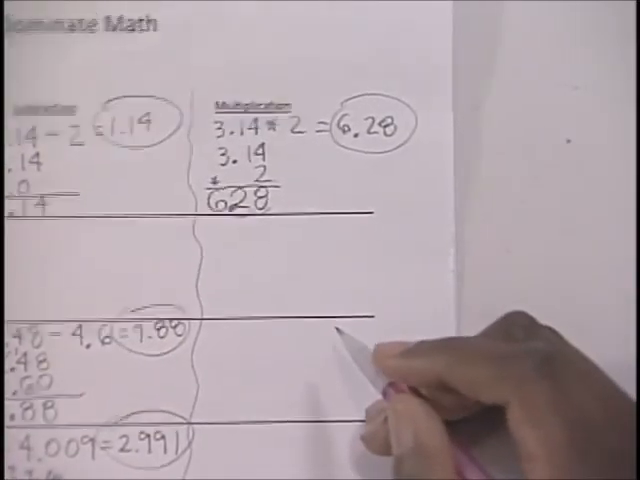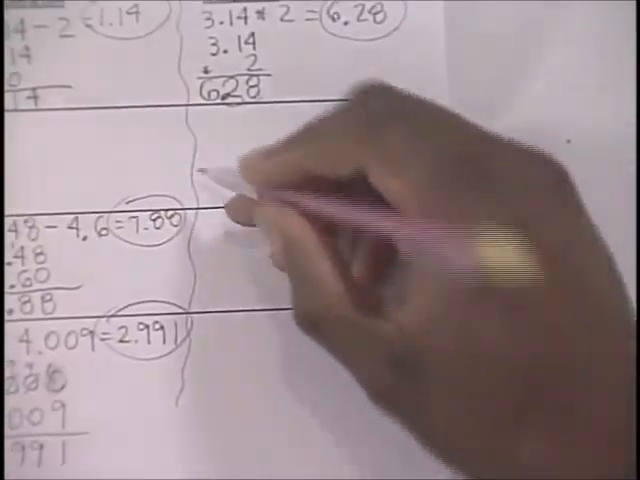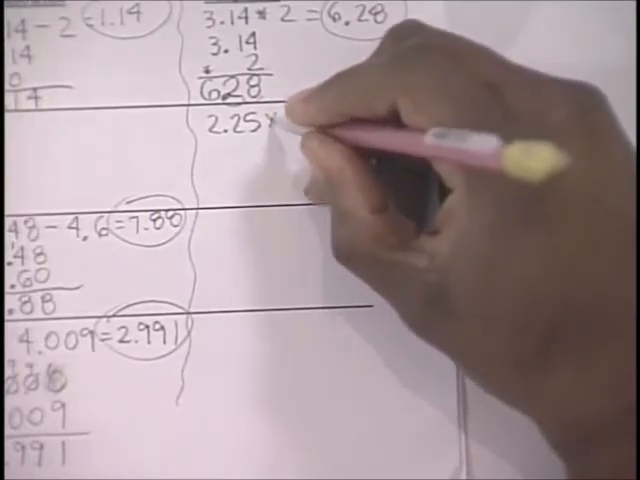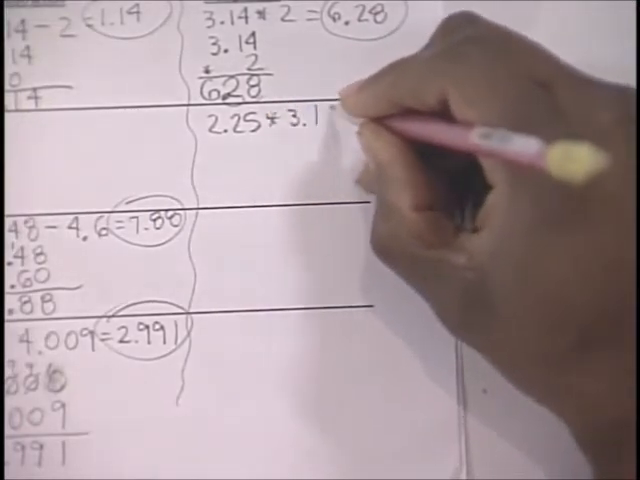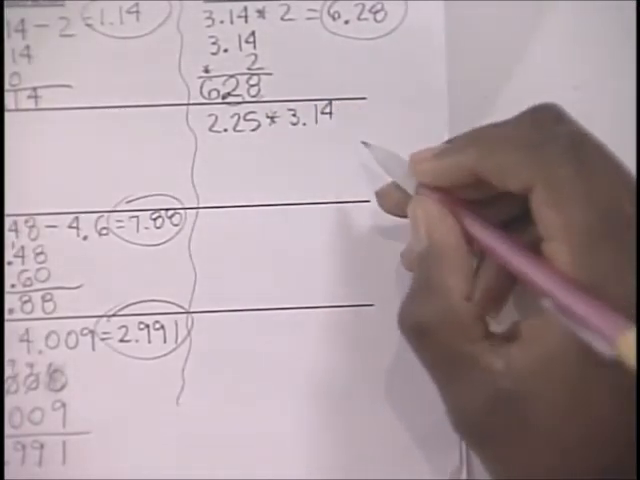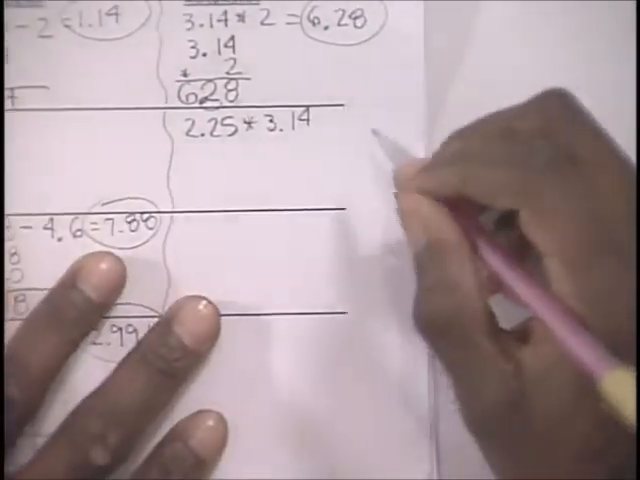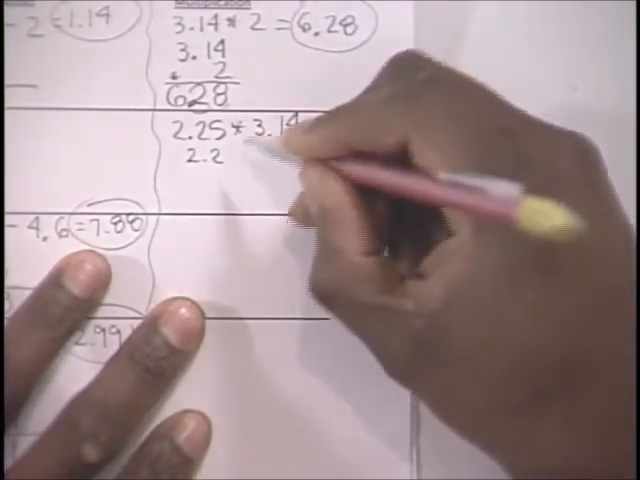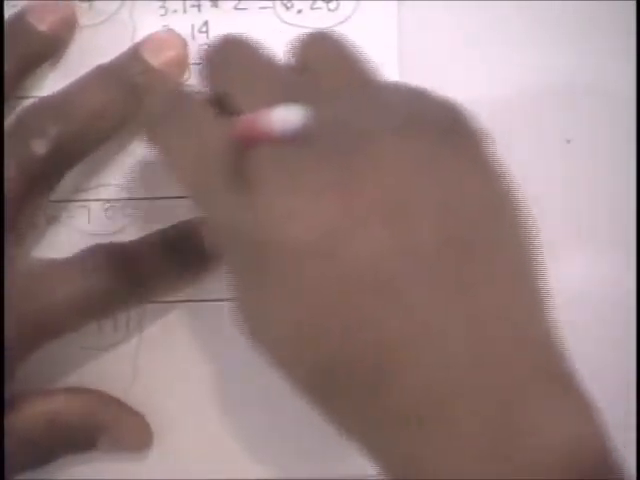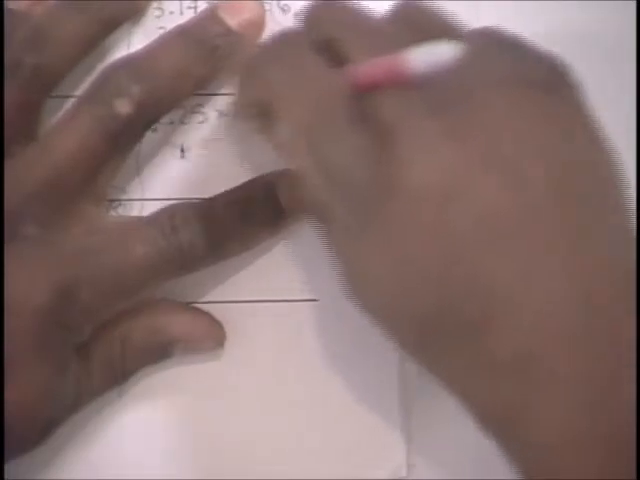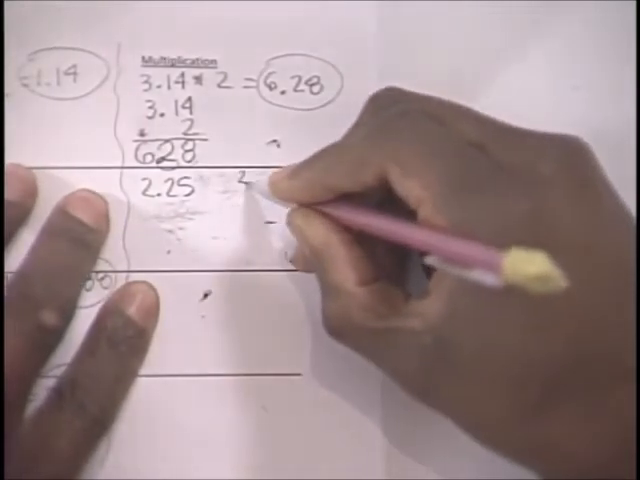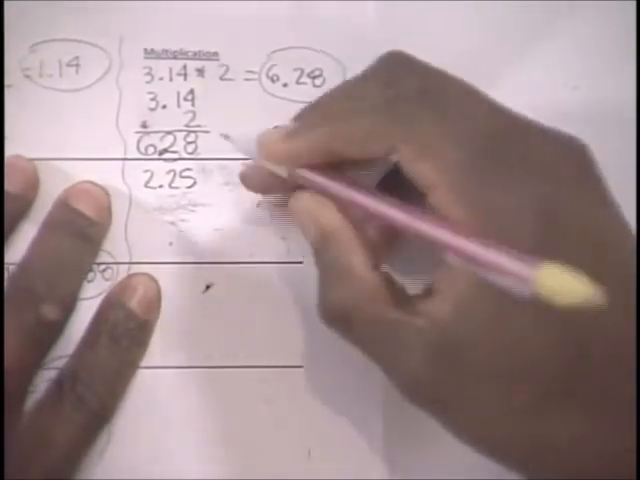So let's say we want to multiply 2.25 times 3.14. All right, 2.25 times 3.14. Let's set that up vertically. I think I'm going to need a little bit more room here. So we have 2.25 times 3.14.